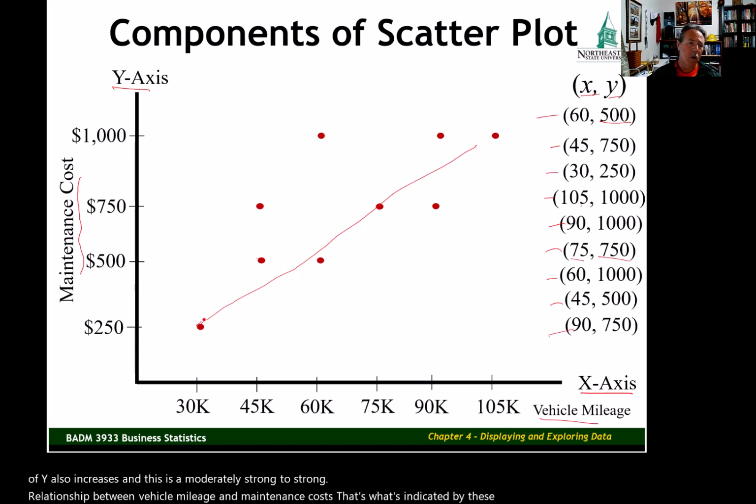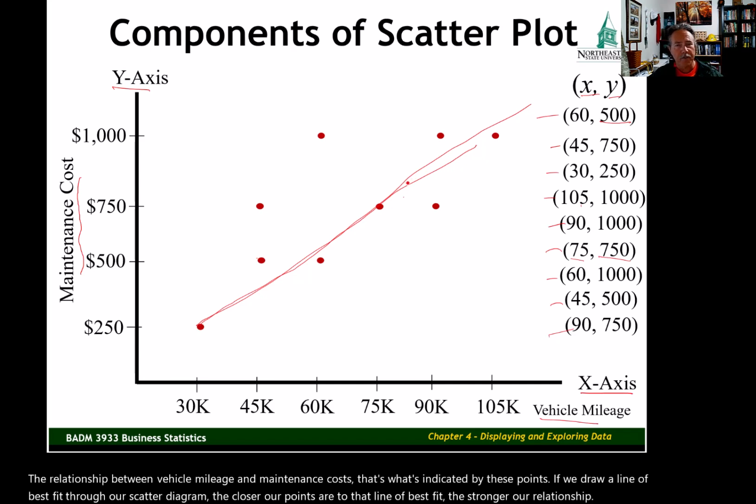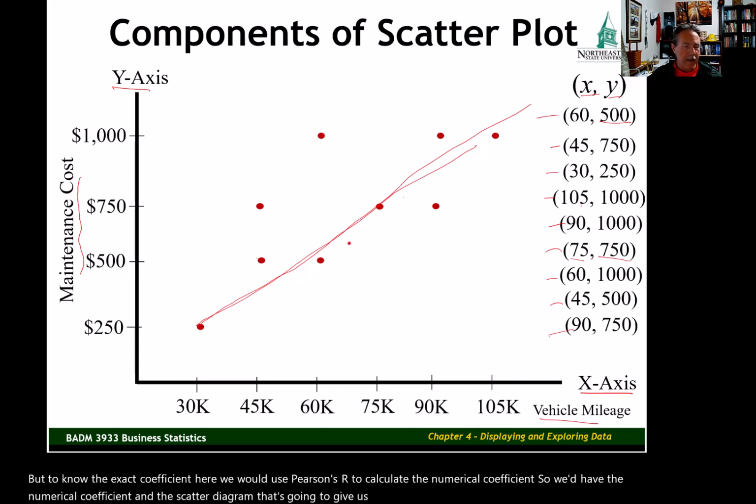If we draw a line of best fit through our scatter diagram, the closer our points are to that line of best fit, the stronger our relationship. But to know the exact coefficient here, we would use Pearson's R to calculate the numerical coefficient. So we'd have the numerical coefficient and the scatter diagram. That's going to give us a pretty good understanding of the relationship between the two variables.